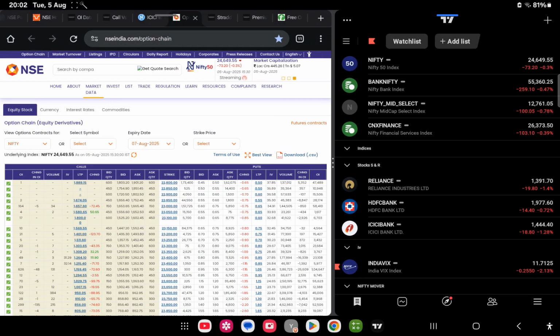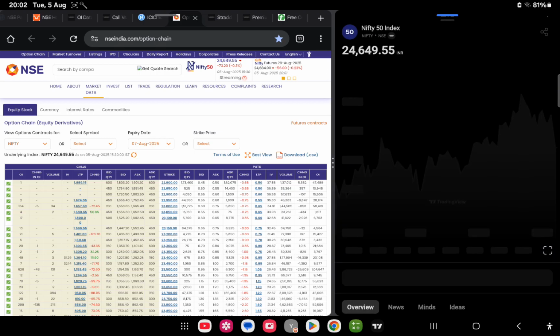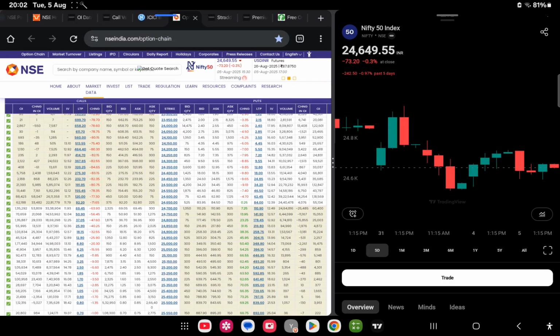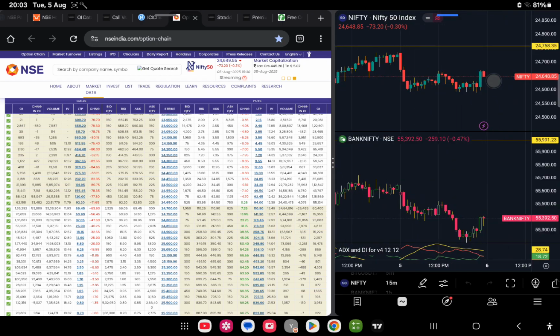So today it was a sideways day. As you could see, the premium decay was favorable for sellers. I'm taking Nifty's chart. As you could see, this is today's price action comparison.